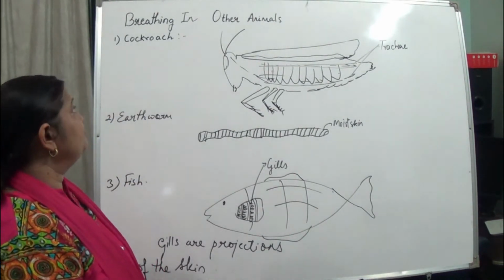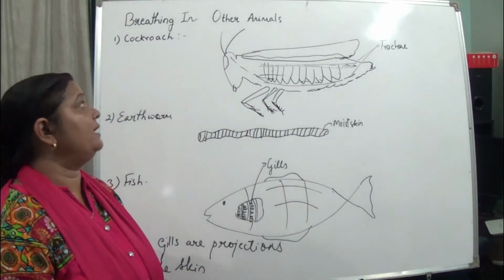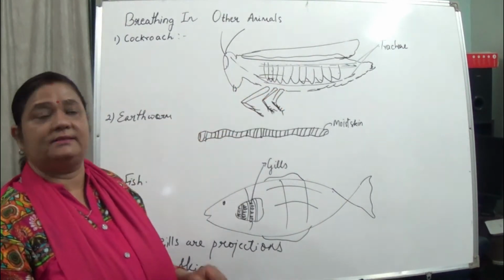The cockroach. कॉकरोच डज दे हैव नोज? उनके पास नाक रहता है? कॉकरोच के पास देखा है? नहीं रहता है ना. तो क्या है उसके पास? स्पाइरिकल्स है. क्या है स्पाइरिकल्स?